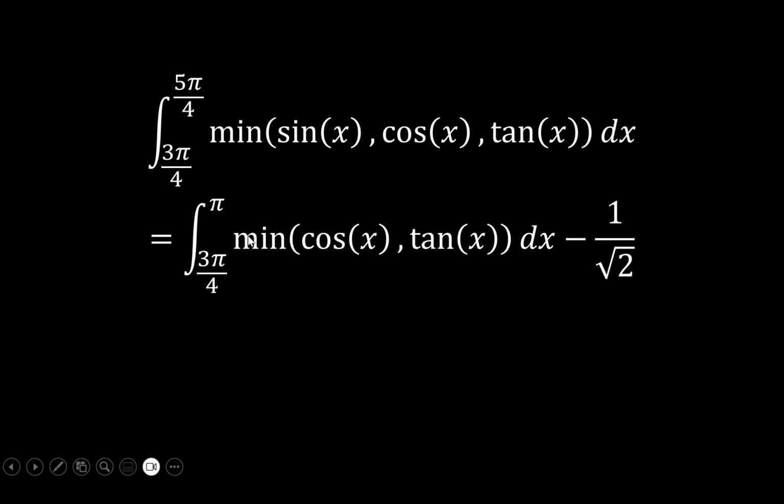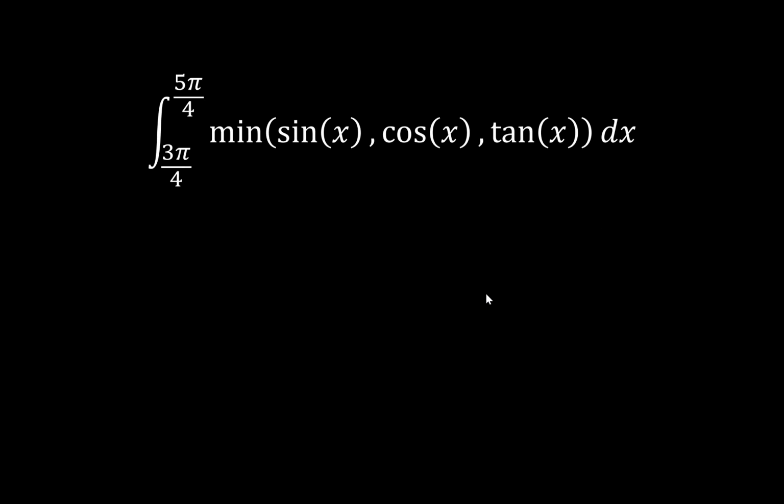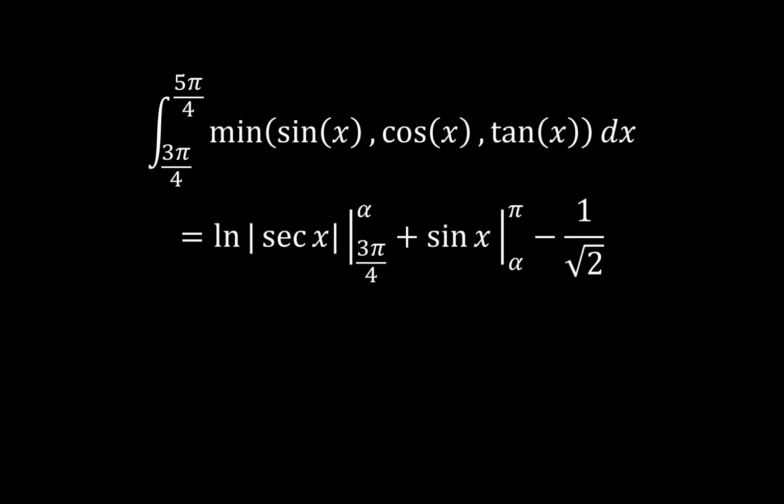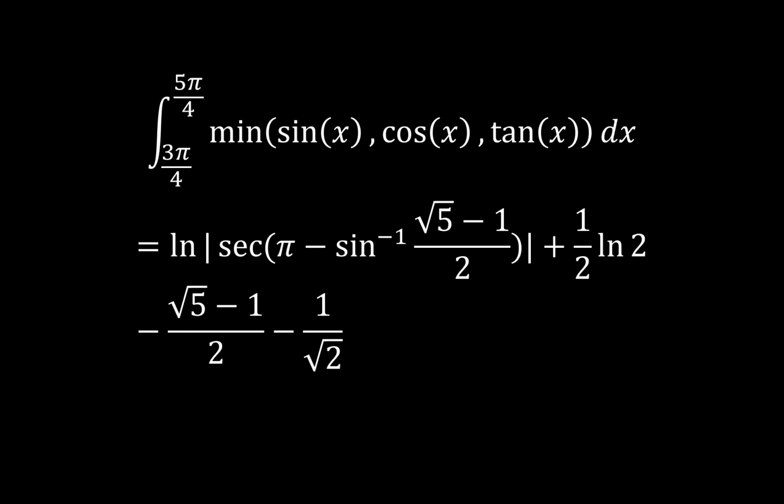So we further split this minimum function right here into two integrals, which will make the functions easy to integrate. So the integral of tangent x is simply ln of secant x, and the integral of cosine x is simply sine x. Now we plug in our values. We should get this. Further simplifying, you get this. And plug in the value of alpha. This should be your final expression.